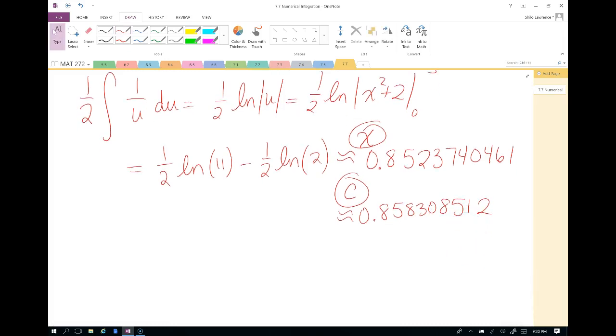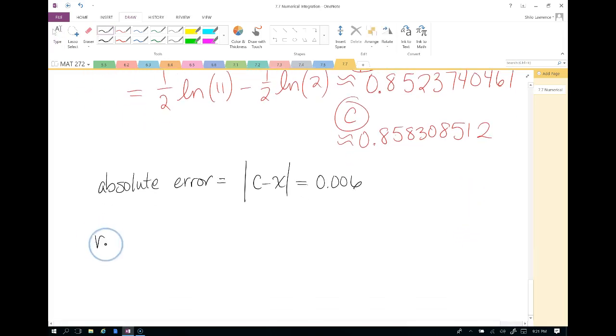But let's actually do a calculation of how far off we are. So absolute error is c minus x. So I'm going to do my c value minus my x value. And I've got 0.00, and I'm just going to round this one, 6. 0.006 is about how far we're off by, about 6 thousandths.